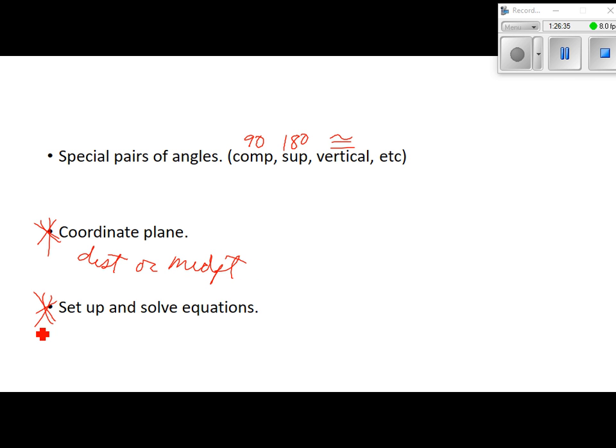Be able to set up and solve equations. We just got done doing a whole bunch of that. Be able to set up those equations. This plus this equals 180. This plus this equals the whole segment. Whatever it happens to be.